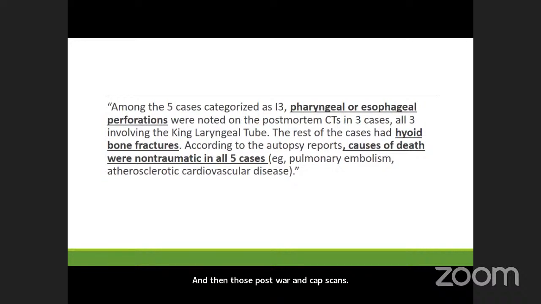They did note some pharyngeal or esophageal perforations and 2 hyoid bone fractures. And since these are post-mortem and they're having autopsy performed, even despite these injuries, they were not the cause of death. The cause of death in these patients was pulmonary embolism or coronary artery disease.